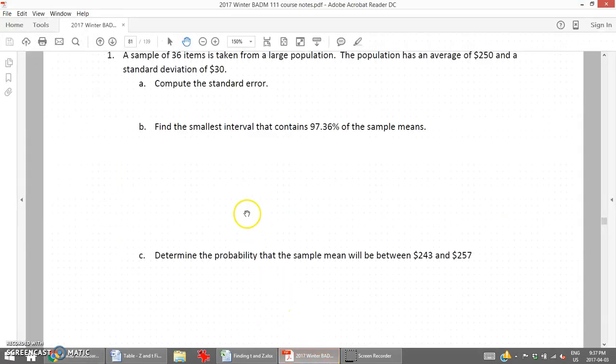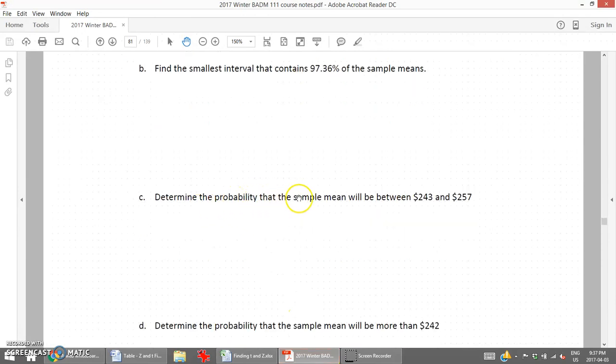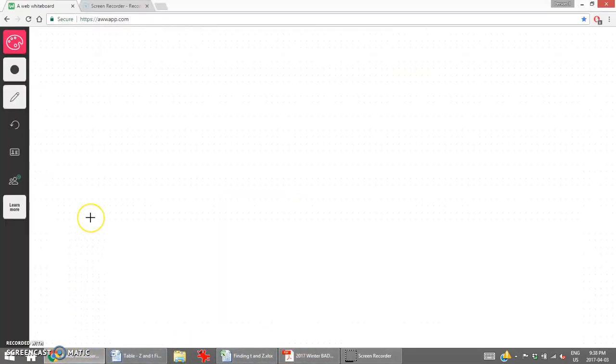Third question here is to determine the probability that the sample mean will be between 243 and 257. So question C is asking for the probability, whereas part B was asking for the interval being the two x values we have here. So determining the probability, we want to get an answer like this. When it says to find the smallest interval, this is basically what we're doing. So let's determine the probability that the sample mean will be between 243 and 257.